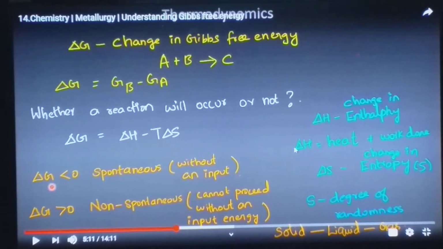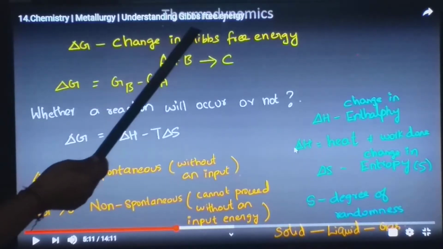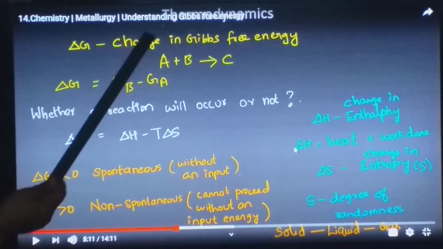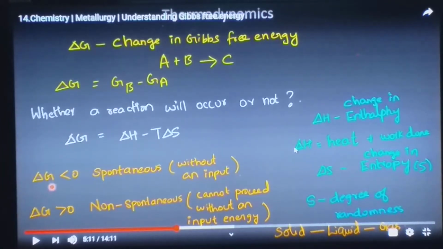Students, today's video is about Gibbs free energy and the Ellingham diagram. Before entering into the Ellingham diagram, we should know what Gibbs free energy is. You might have studied Gibbs free energy in 11th standard.